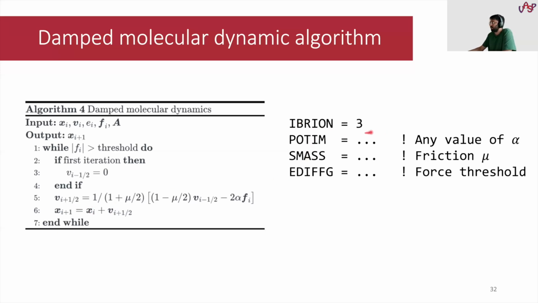You set IBRION as 3. You set POTIM to any value, which is alpha. You set your friction, which is given by SMASS, so mu in this context. And as always, you have EDIFFG, which determines the threshold for convergence. That's how this basically goes.